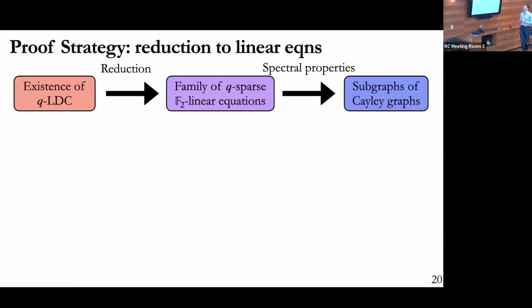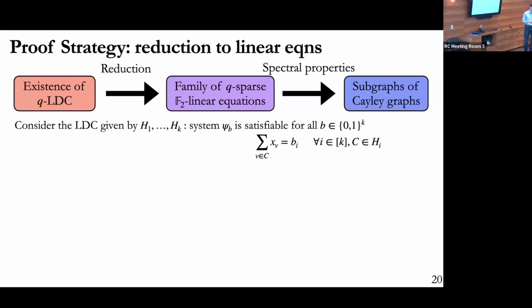The proof overview is going to follow the same strategy that I had on the first slide of the talk. So we know what this reduction is from the QLDC to the family of sparse linear equations, because I defined my LDC to be given by a family of sparse linear equations. It's an LDC if this system of equations is satisfiable for all B. Semantically, this is encoding the fact that our decoder should actually work with probability 1 when I give you a code.